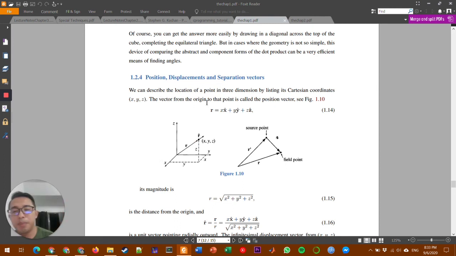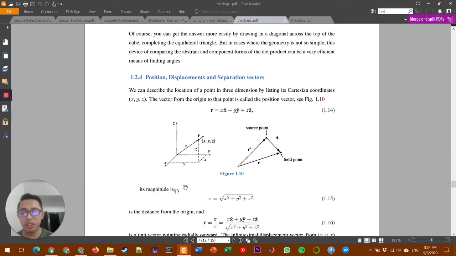So we can describe the location of a point in 3 dimensions by listing its Cartesian coordinates x, y, z. So the vector from the origin to that point is called the position vector. Take a look at figure 1.10. So this is the position vector, right? From the origin to the point. So that's r, this is what we call r vector, where r hat is just the unit vector along the direction of the vector r.